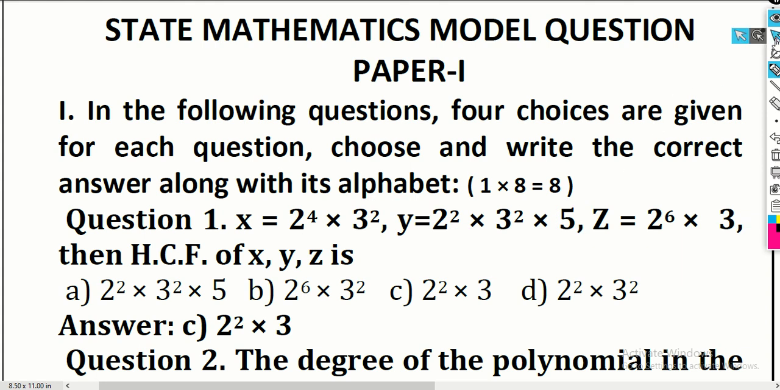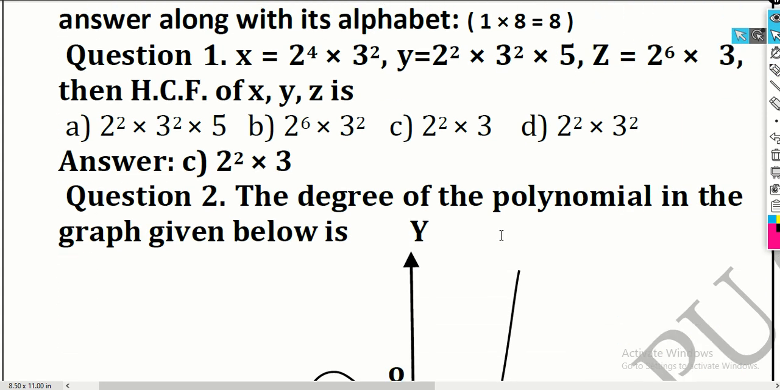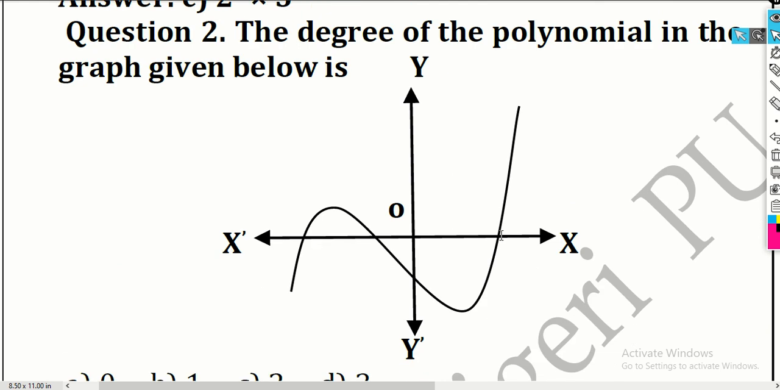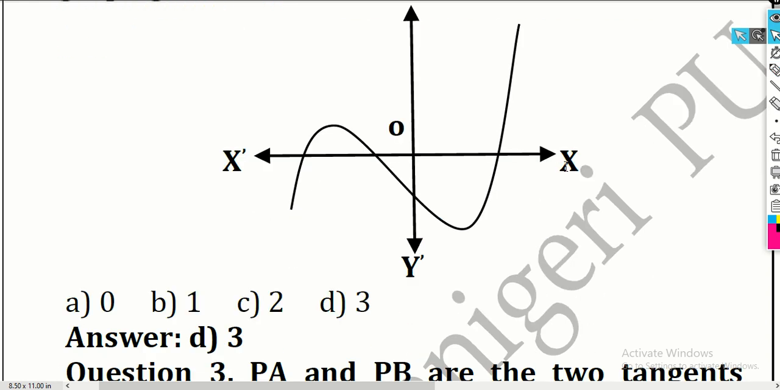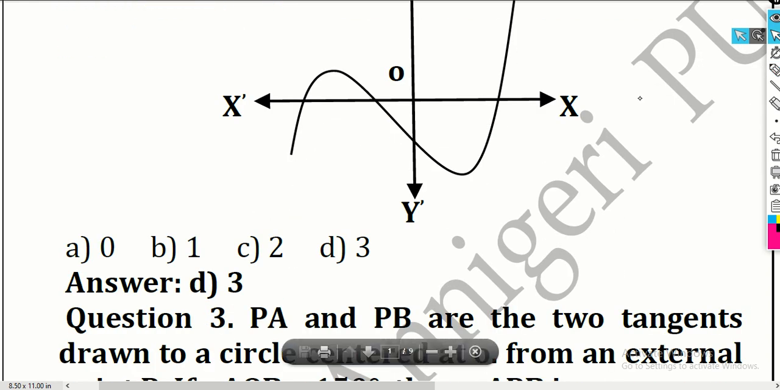Then we move on to the next one. Question 2. The degree of the polynomial in the given graph is. How can you find the degree of the polynomial? You count how many times the graph touches the x-axis; that is the degree of the polynomial. 1, 2, 3, it touches the x-axis 3 times, therefore the degree is 3. Option D is the correct answer here, so you have to mark option D.